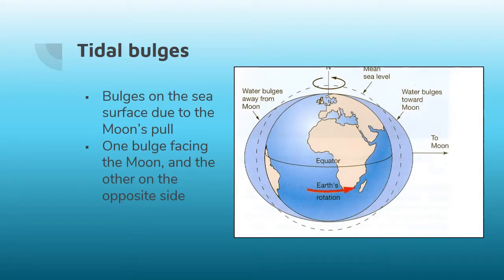So then we can talk about tidal bulges, which is a very interesting concept that has to do with tides. The tidal bulges are bulges on the sea surface, and they are due to the moon's pull. There is one bulge that is facing the moon, and the other is on the opposite side. And I will get to what each of the bulges mean on the next slide. You can also see a dotted line on the figure that shows the mean sea level and also the rotation of the Earth.